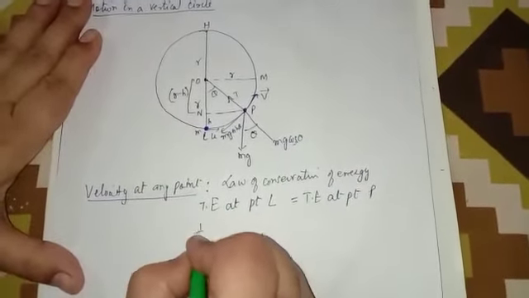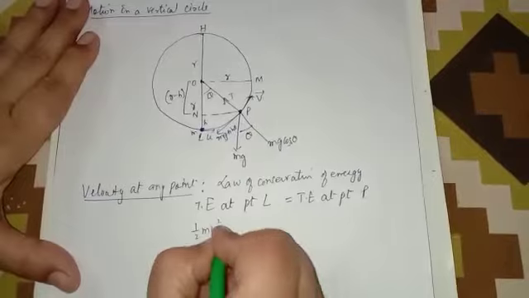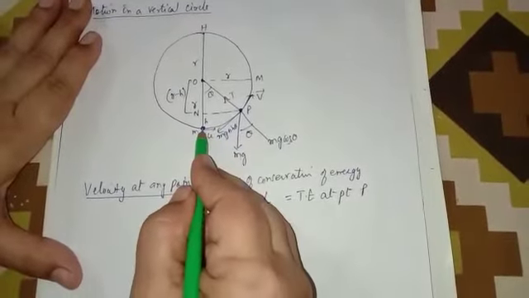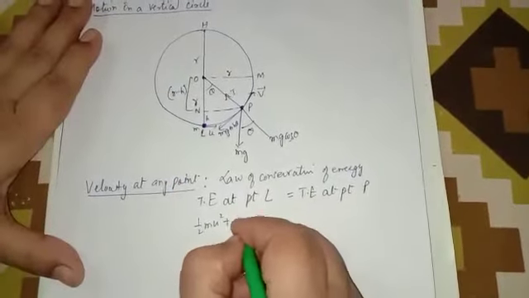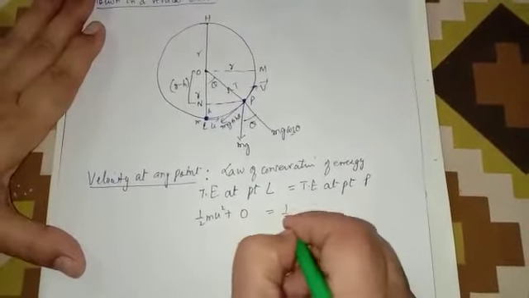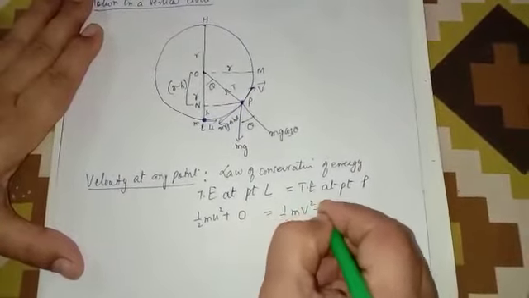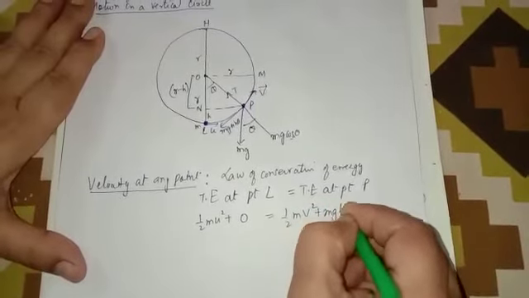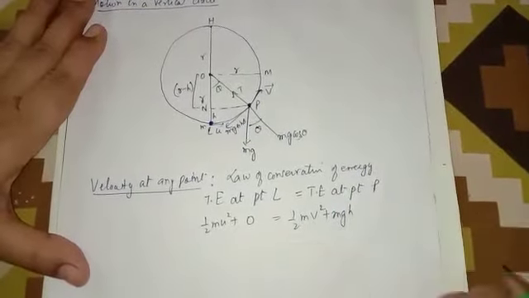Energy here means kinetic energy, half mu square. It does not have any height, so potential energy is equal to 0. Then at P it will have half mv square plus mgh. Solve the equation.